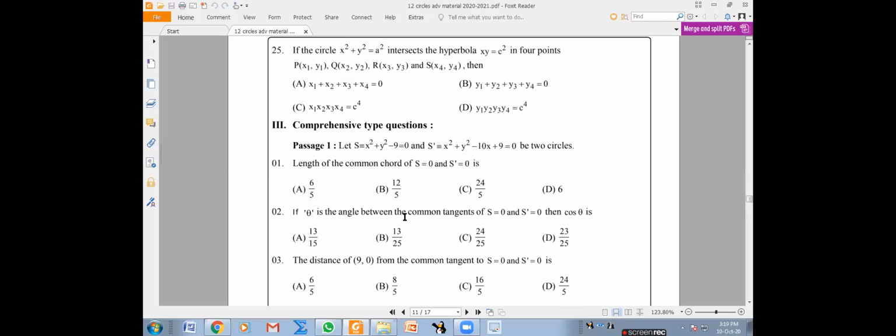Okay, 25 is fairly simple. You can do by theory of equations. You can do from the figure also. x square plus y square equal to a square is a circle, and xy equal to c square is a parabola like this. They're intersecting at 4 points. If I take this point as x1, y1, and this is x2, y2, and this is x3, y3, and this is x4, y4. Obviously, this point should be y1 comma x1. Why?